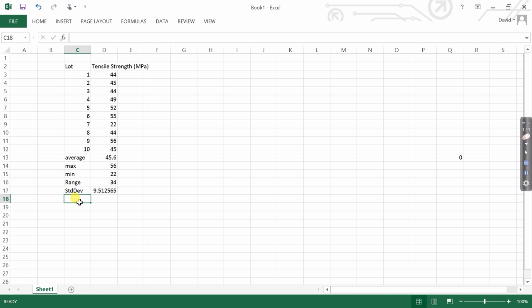The last thing that we talked about calculating is the coefficient of variation, and that is the standard deviation divided by the mean. So we know our standard deviation here, so it equals D17, which is the cell for our standard deviation value, divided by our mean or our average, which was D13, close parentheses, boom. So our coefficient of variation is 0.2. There is some variability in this data.